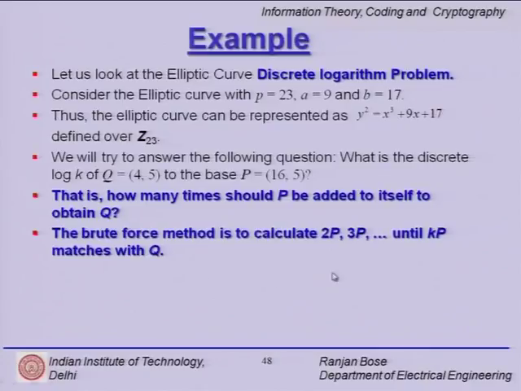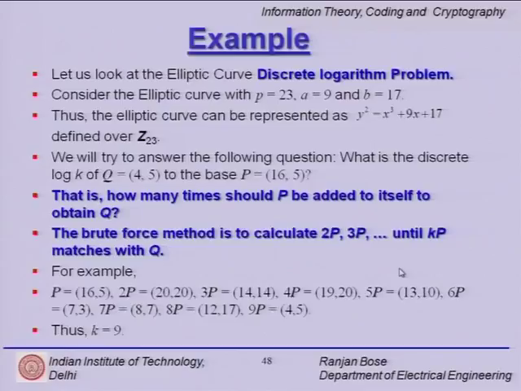So, the brute force method would be to try first 2p, check whether it is the same as q, no, then try 3p, check whether it is equal to q, not equal, until k times p, whichever matches q. Okay. So, I can try this effort p, 2p, but remember, calculating p and then 2p and then 3p requires some mathematics, or geometrically you can do on the curve, that is an easier part. So, in this example k is 9, this is the discrete logarithmic problem.